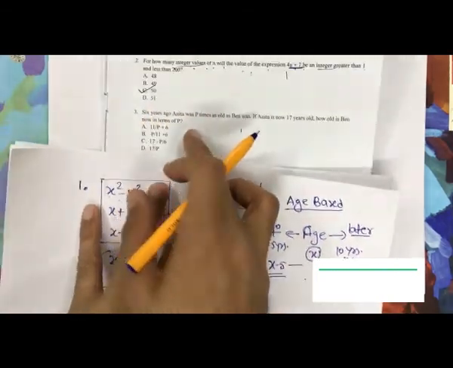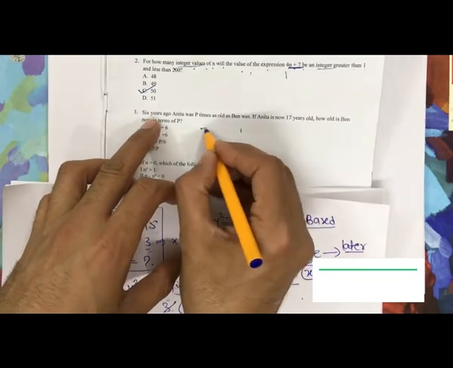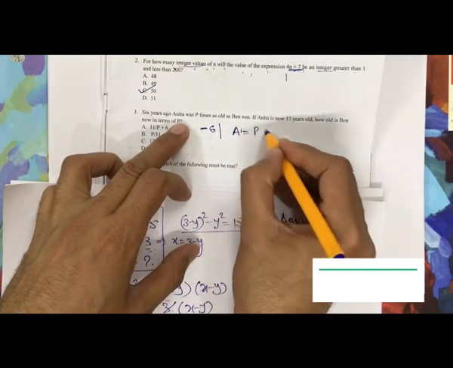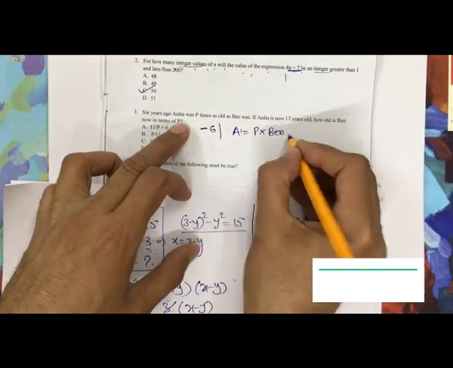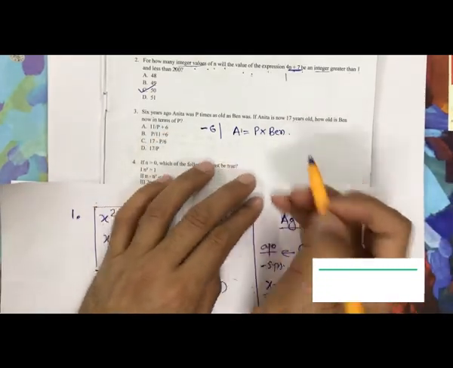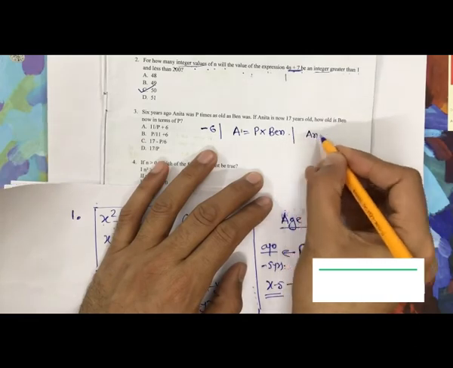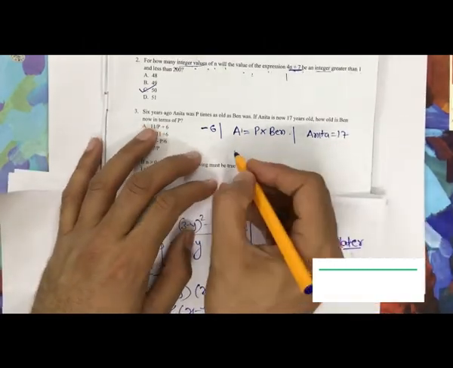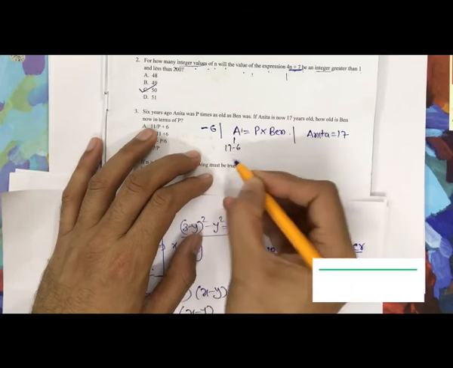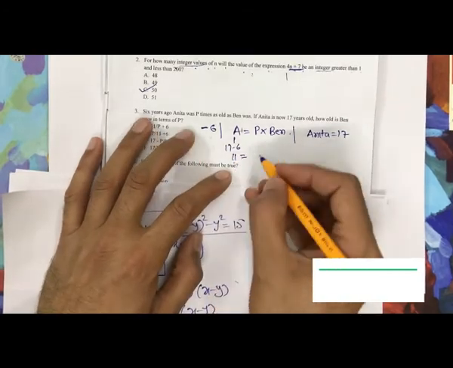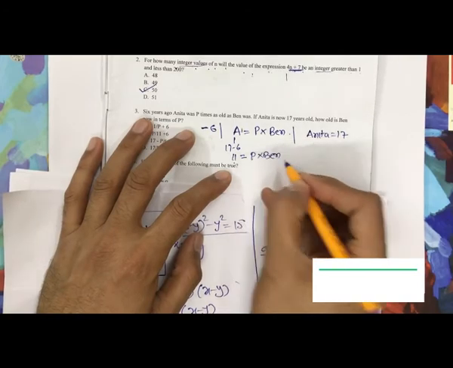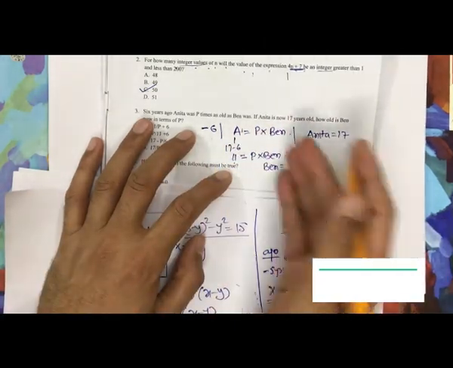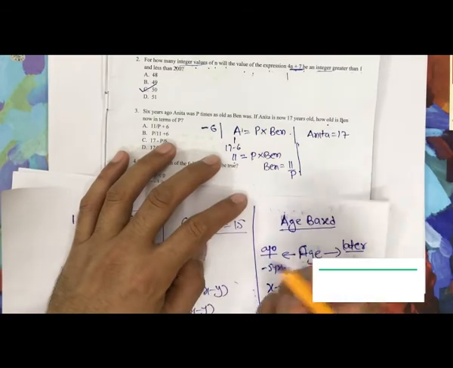आपके पास क्या है, what is the question? 6 years ago, हम यही बात कर लेते हैं, 6 years ago मीन्स -6, ठीक है। Anita was P times as old as Ben, ये हमारे पास हो गया। If Anita is now 17 years old, तो 6 years ago Anita was 11, ध्यान रखिएगा 17 - 6 = 11, तो 11 = P × Ben। तो what is Ben? Ben = 11/P, उस टाइम 6 years ago, आप 6 years ago की बात कर रहे हो। How old is Ben now in terms of P?